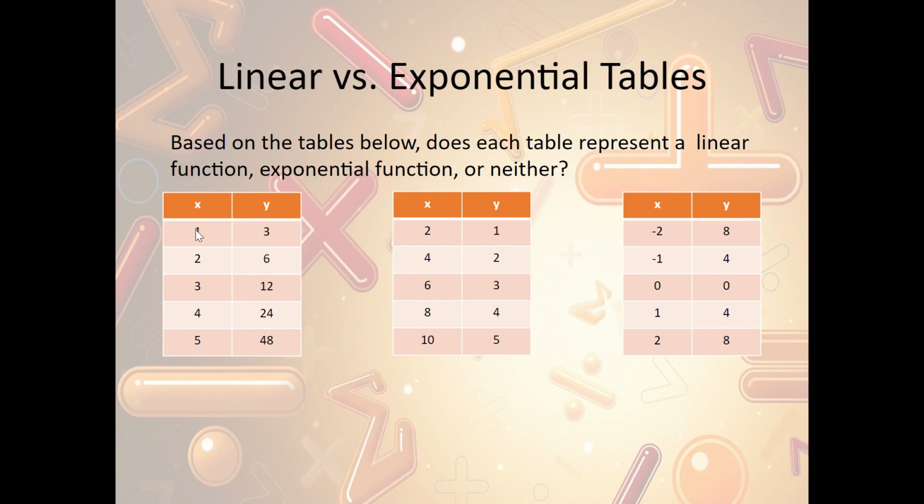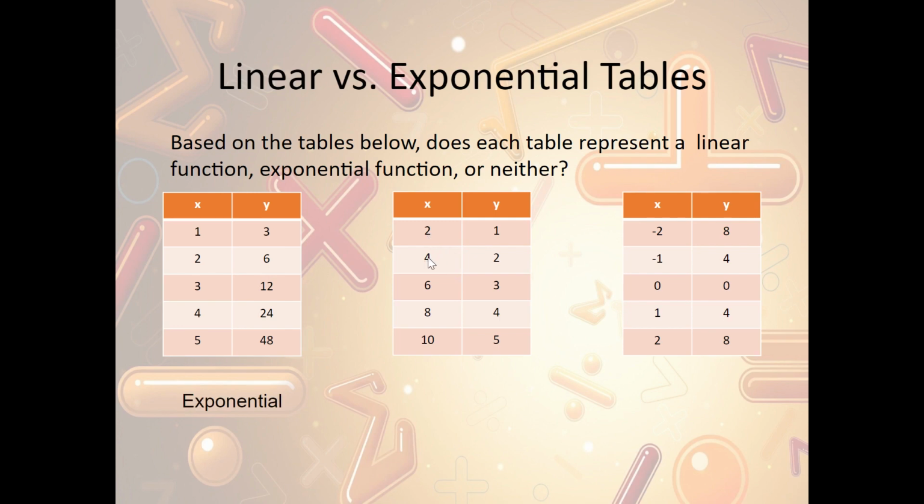Well, if we look at this one, we have 1, 2, 3, 4, 5. So this one's consistent and going up by 1. So it could be either linear or exponential at this point. Then we have 3, 6, 12, 24, 48. Well, 3 plus 3 is 6. 6 plus 3 is not 12, so it's not linear. So 3 times 2 is 6. 6 times 2 is 12. 12 times 2 is 24. 24 times 2 is 48. So that means it's got to be exponential.